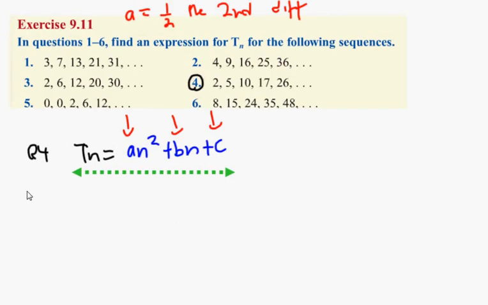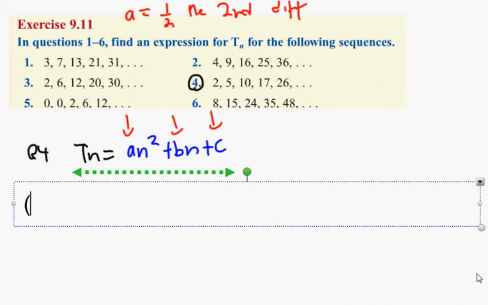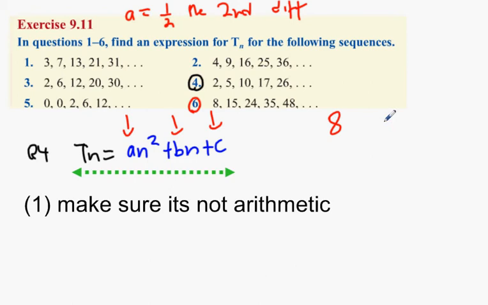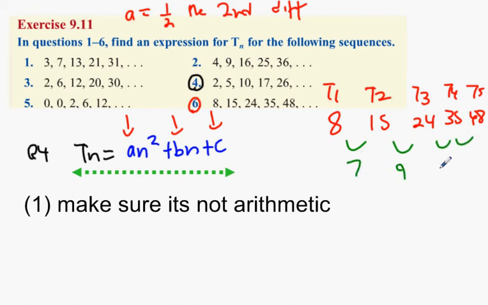Here's what you're going to do for your procedure. Step 1, anybody? First of all, make sure it's not arithmetic. How do you make sure it's not arithmetic? In question 6, you count the gaps. It's 8, 15, 24, 35, 48. T1 is 8, T2 is 15, T3 is 24, T4 is 35, T5 is 48. Is it arithmetic or not? Why not? The gaps aren't the same.